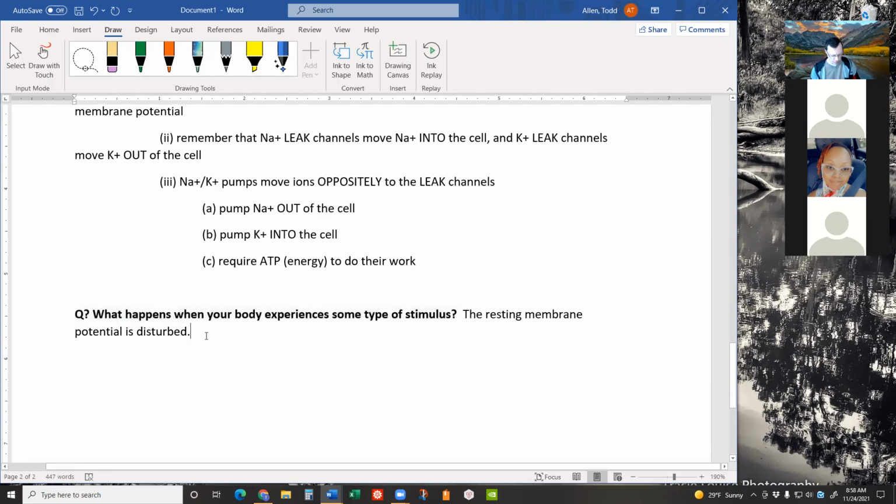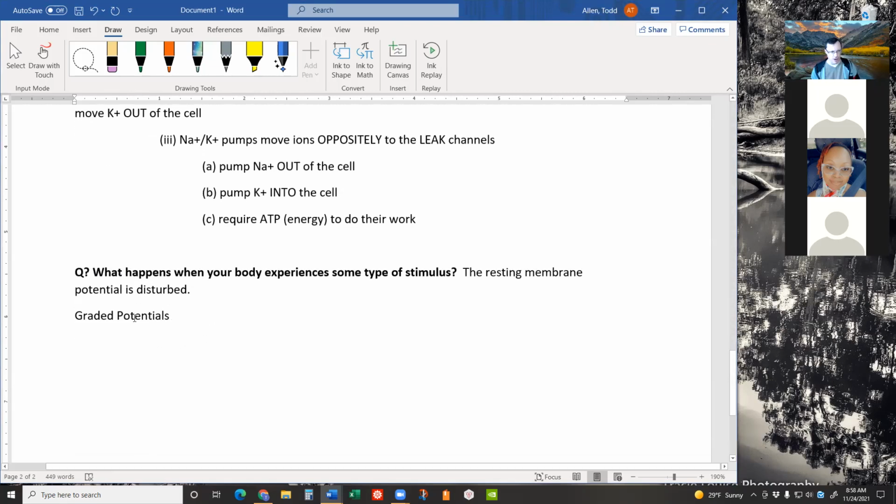All right, so we need to break this down into two stages. First, we need to talk about graded potentials. All right, graded potentials, which we defined one or two class periods ago, I can't quite remember. These, remember, are the type of electrical signal in the nervous system that are used for very short distance communication.